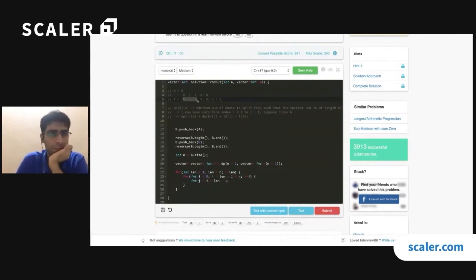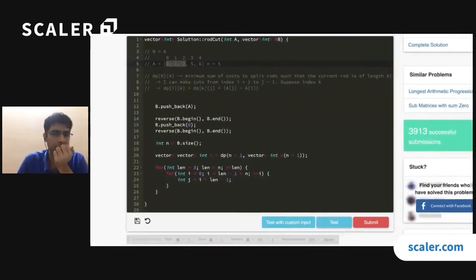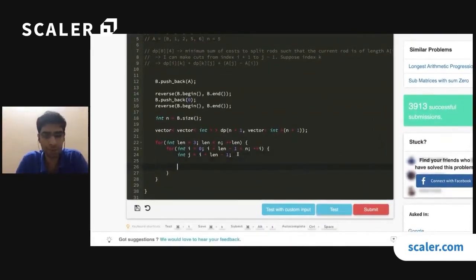Okay, so some people want the problem link. This is the problem link. Okay, now I know j. Then I have to have another loop, so it will be an order of n cube time complexity then. For int k equals i plus 1, k less than j. I mean, that is where I will split at k.